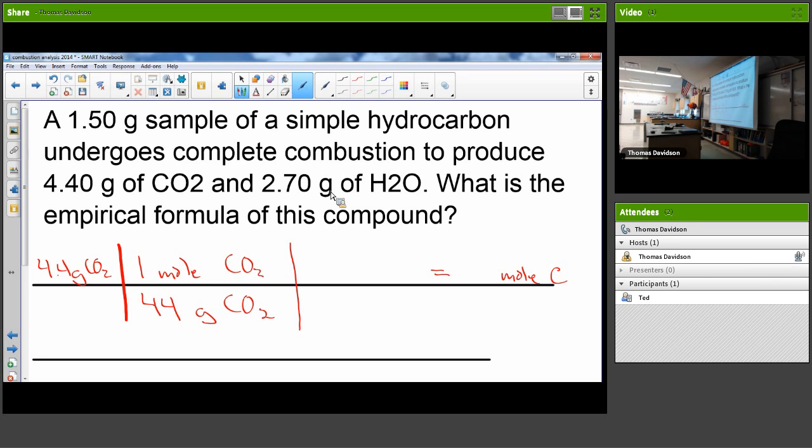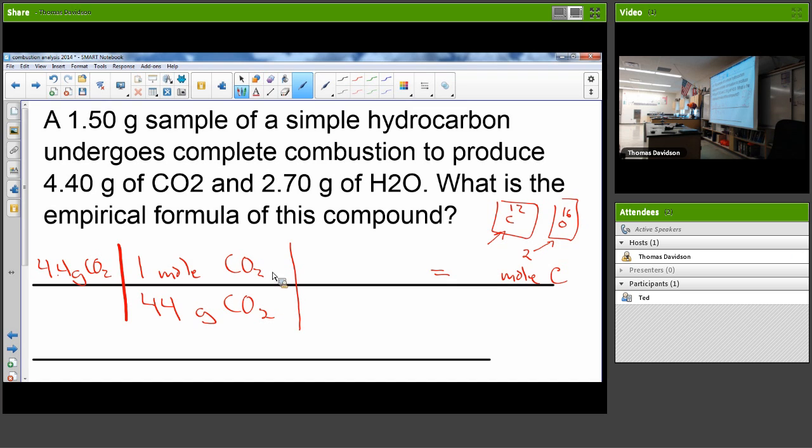The 44 came from the mass of carbon being 12, the mass of oxygen being 16, and there being 2 of them and 1 of them. So 32 plus 12 is 44. It's the numbers from the periodic table.